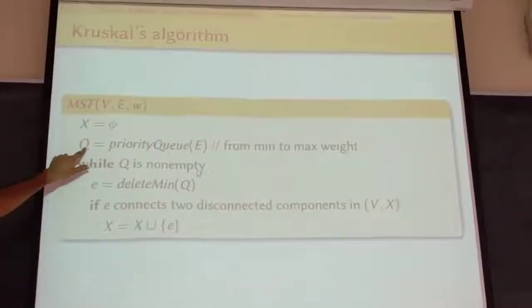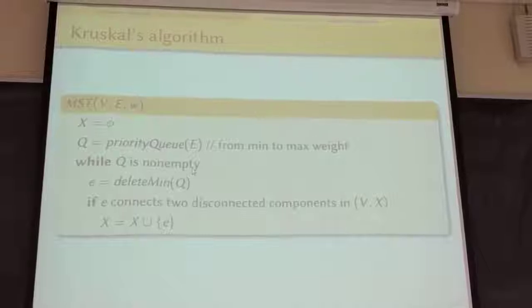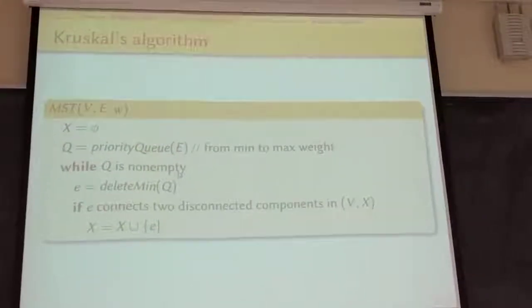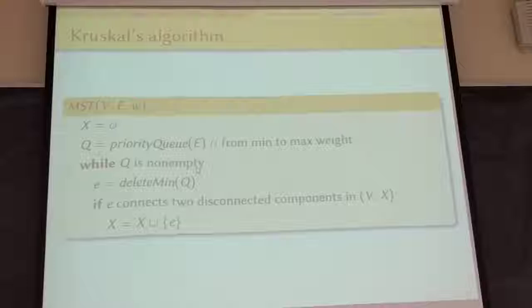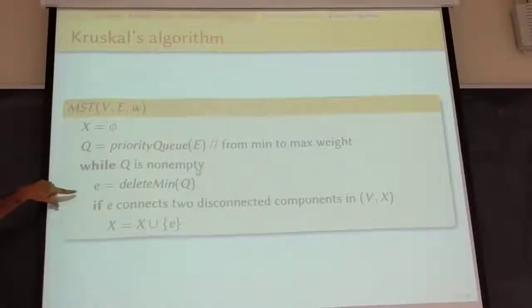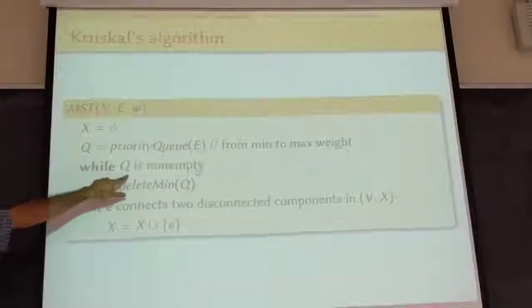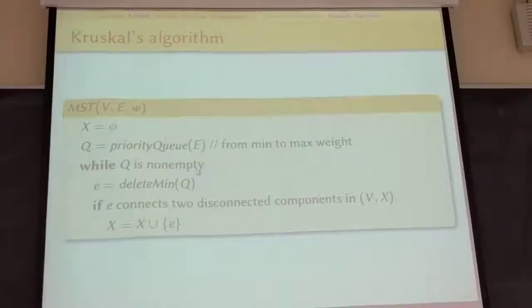So let's now provide some of the details. You need to pick the edges from lowest cost to highest cost, right? So it makes sense to use a priority queue data structure for the edges, right? You take the edges, you arrange them into a priority queue so that each time you remove one, you can do that quickly. Okay. So while Q is non-empty, where Q consists of all of the edges, you delete min, and if E connects two disconnected components, only then are you going to add it, right?